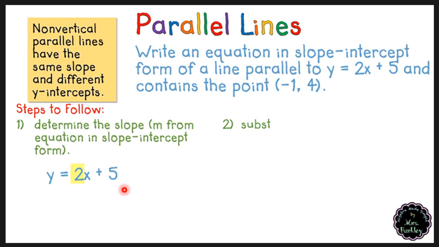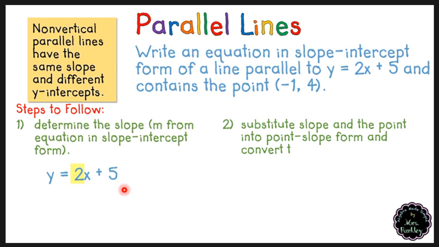We are going to then substitute slope and the point into point-slope form, and then convert that point-slope form equation into slope-intercept form. So recall that our equation for point-slope form is y minus y sub 1 equals m, and in parentheses x minus x sub 1.